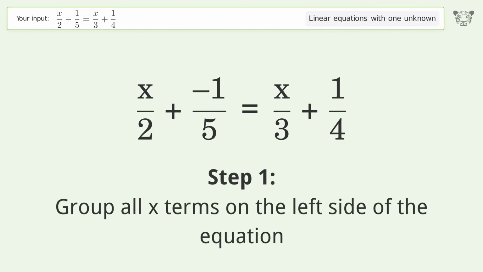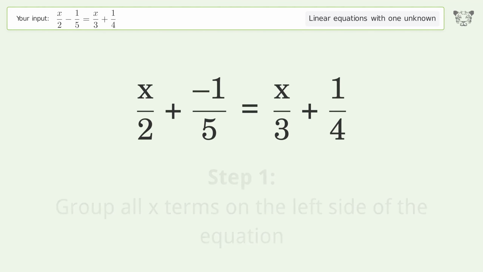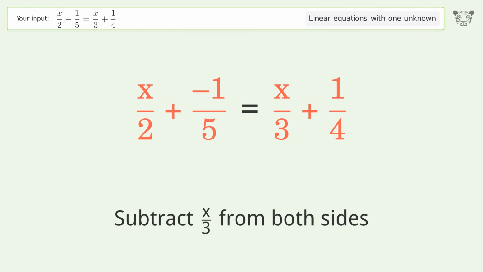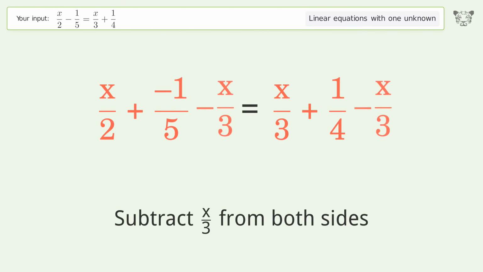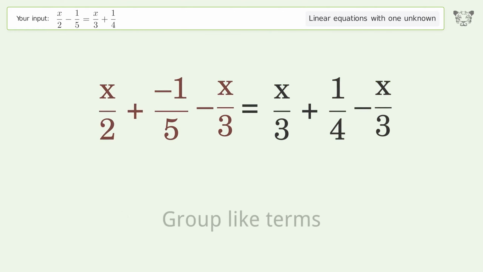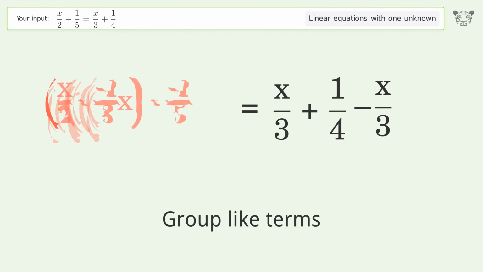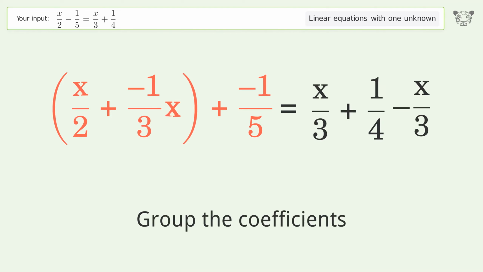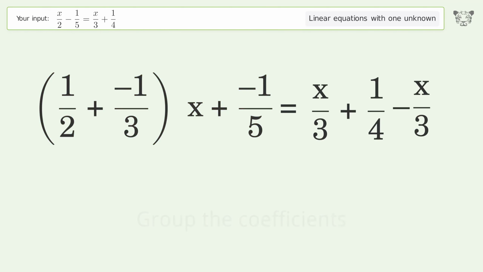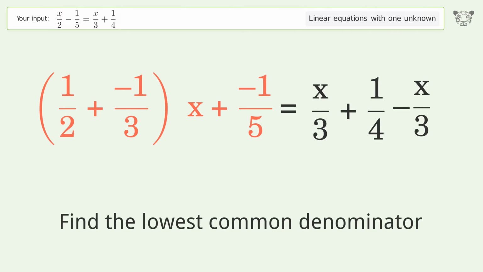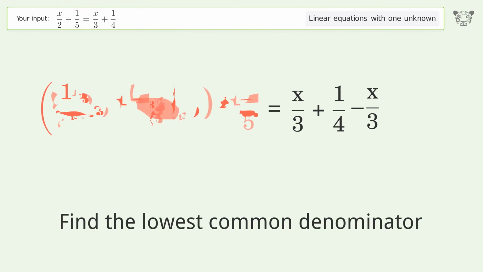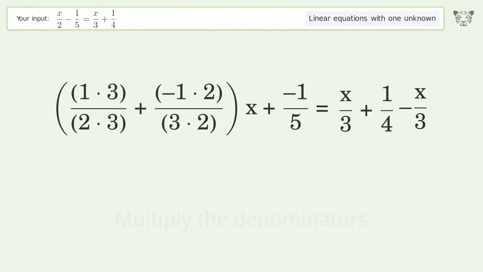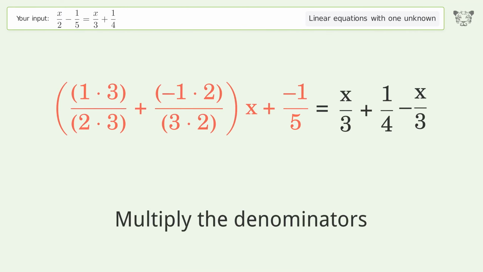Group all x terms on the left side of the equation. Subtract 10/3 from both sides. Group like terms. Group the coefficients. Find the lowest common denominator. Multiply the denominators.